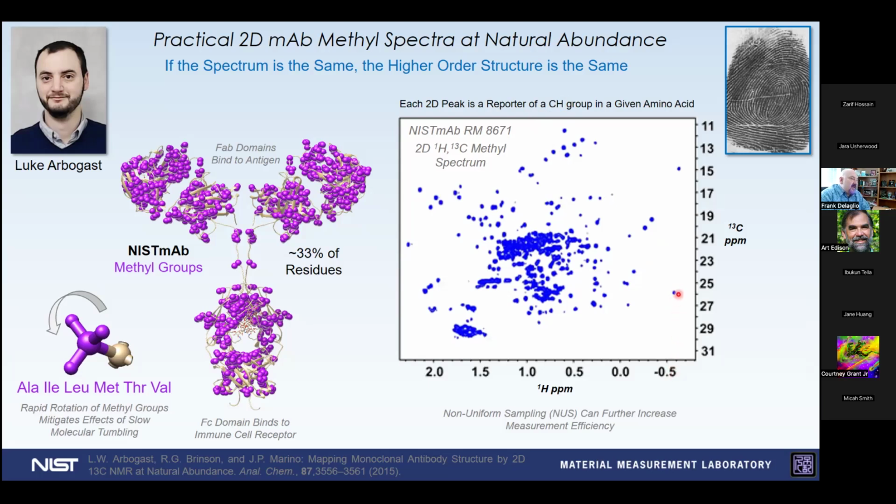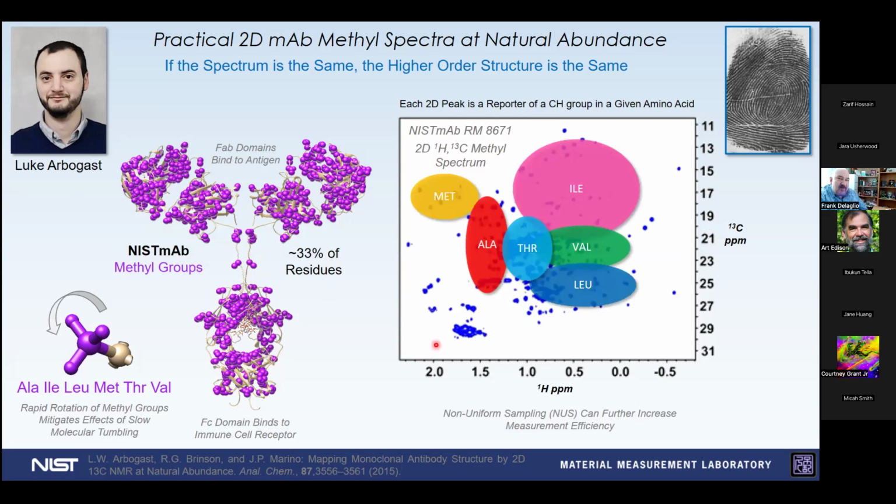The position of that peak in the horizontal dimension is the NMR frequency of a hydrogen atom, and the position of that peak in the vertical axis is the NMR frequency or chemical shift of the associated carbon atom. So if the shape of this molecule changes, these peaks will move around. They'll get bigger, they'll get smaller, they'll get narrower, they'll get broader, they'll split, they'll disappear. So characteristic changes in the spectrum are associated with characteristic changes in the structure of the molecule.